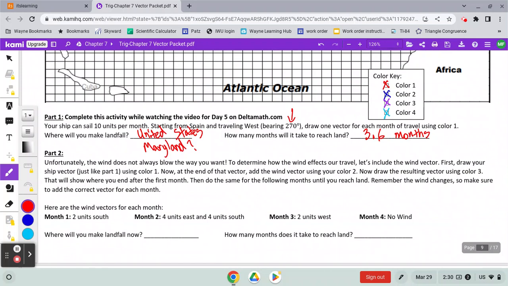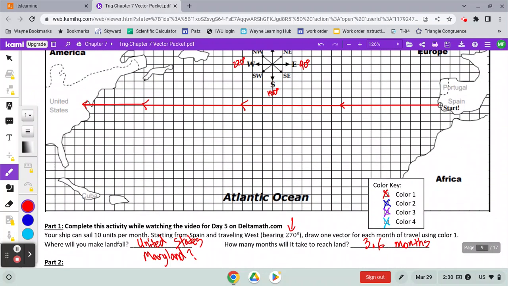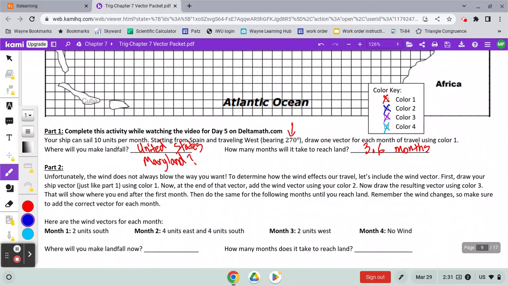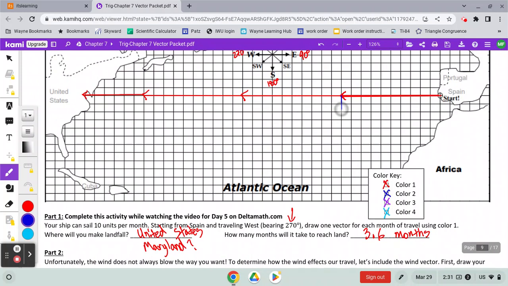So as you can see here, we have month 1, month 2, month 3, and month 4. Those are the different wind vectors, how we're going to represent it. So for this first month, once again, we start off, and we already have this one here, but if I was to draw it right here, I'll just draw it over the top. That's our first month in terms of the movement to the left. Okay, that's 10 units. Now, color 2 represents our wind. And for this first month, it is 2 units south. Okay, so 2 units south means I go down 2 units. South, we know, is straight down.